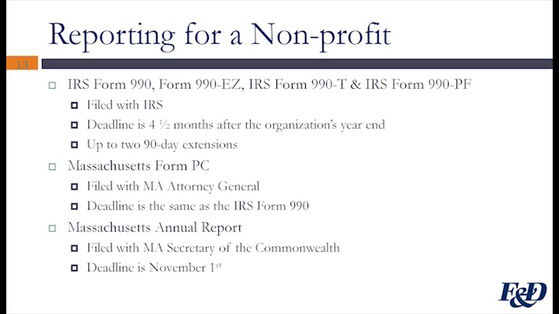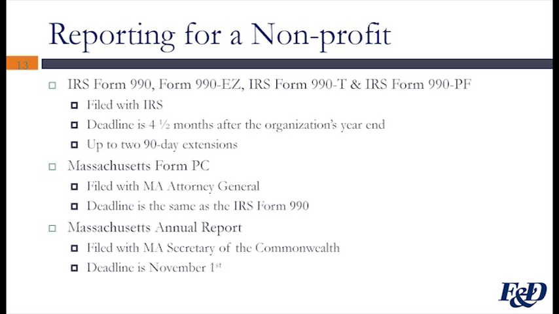Each of these forms is filed with the IRS. They're due 4.5 months after the organization's year end, and they're allowed up to two 90-day extensions. So if you do the math, you can basically file it 10.5 months after year end, which is something that many healthcare organizations do, because compensation of key executives and key employees is reported in the Form 990, and those executives like to hold on to the 990 as long as possible to not have their compensation disclosed to the general public.